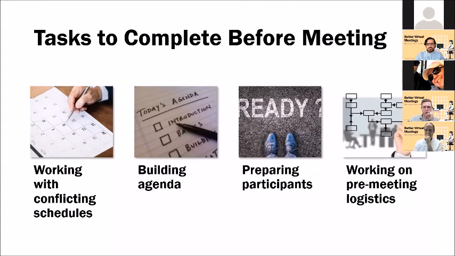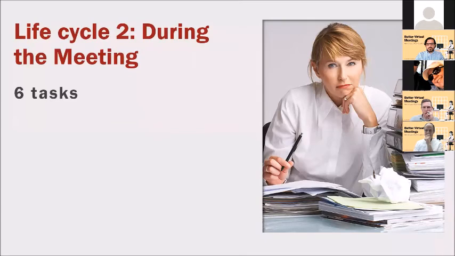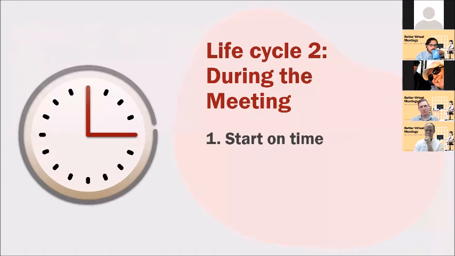As part of that planning, there are 4 types of tasks to complete before the meeting. For life cycle 2, there are 6 main tasks to complete during that meeting. 1 task for during the meeting is starting the meeting on time, and we did that for this workshop. We wanted to role model that for you. And that means starting it at the scheduled start time and not 5 minutes late, waiting for latecomers. And later in this workshop, we'll cover how to handle latecomers, because that was something people indicated was a problem that they were trying to deal with.